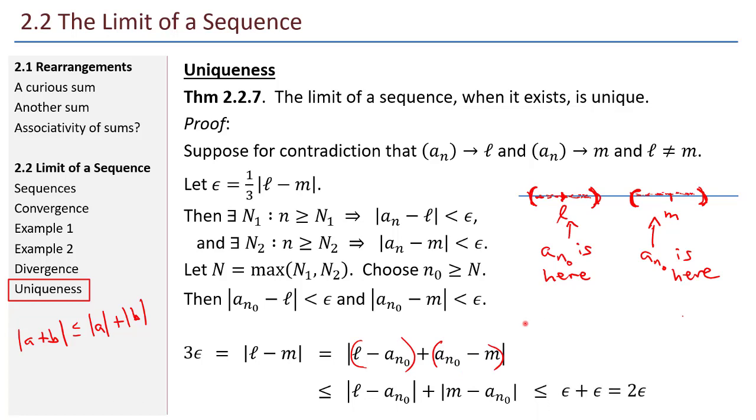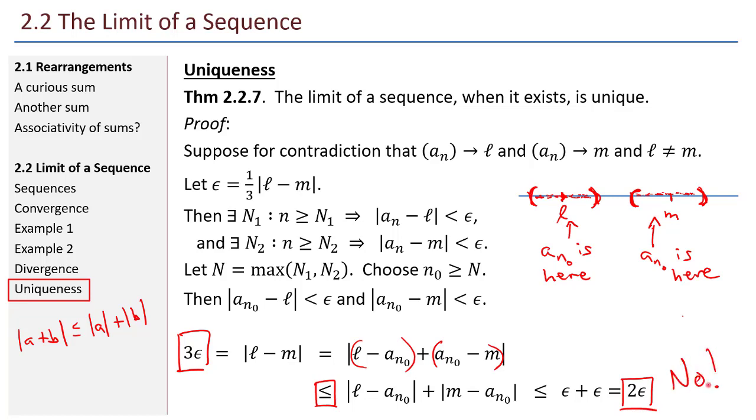But now look at this. That first absolute value is less than or equal to epsilon. That second absolute value is less than or equal to epsilon. So I add the two epsilons together, I get 2 epsilon. Wait a second, this is ridiculous. Look at the beginning and the end of this inequality. 3 epsilon is less than or equal to 2 epsilon.